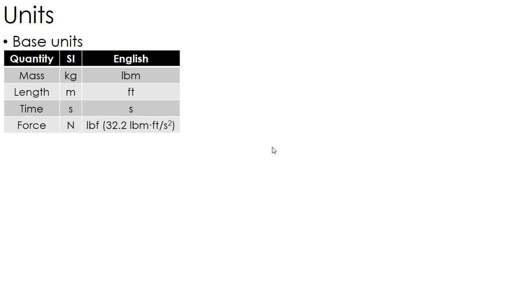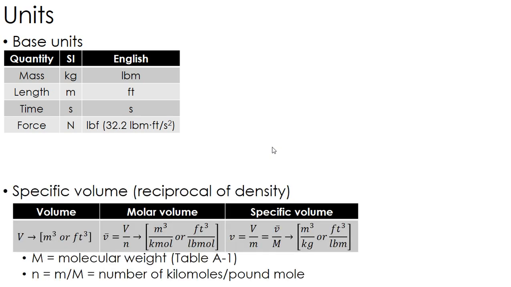SI units are pretty standard. I'm going to assume most of you have seen those before. Another main property that we look at is specific volume. We're going to talk a little bit about the difference between specific and actual, that sort of thing, but really a specific volume is the reciprocal of density.